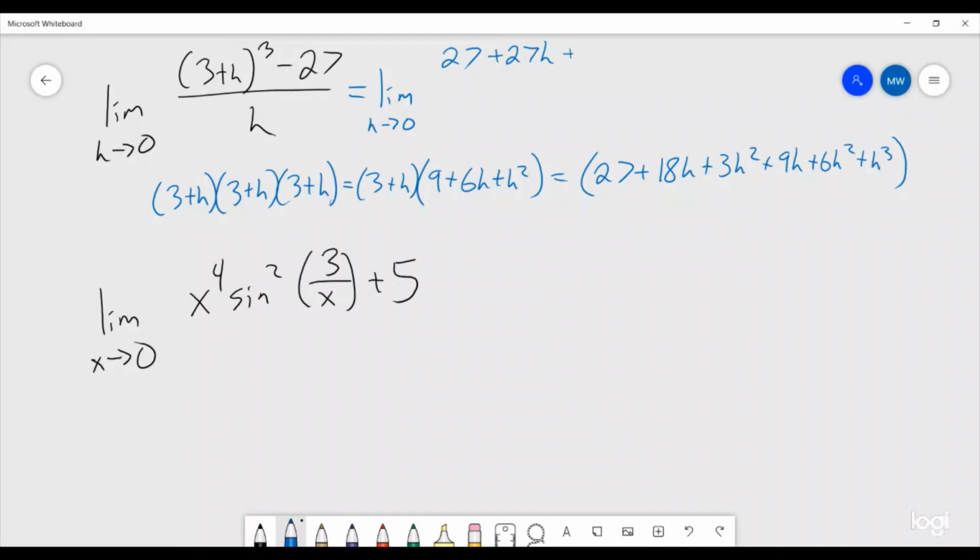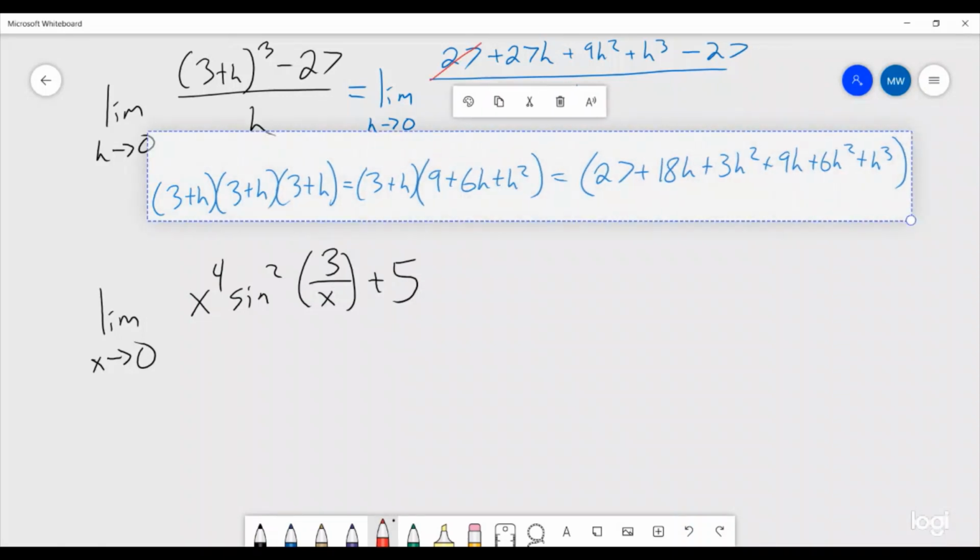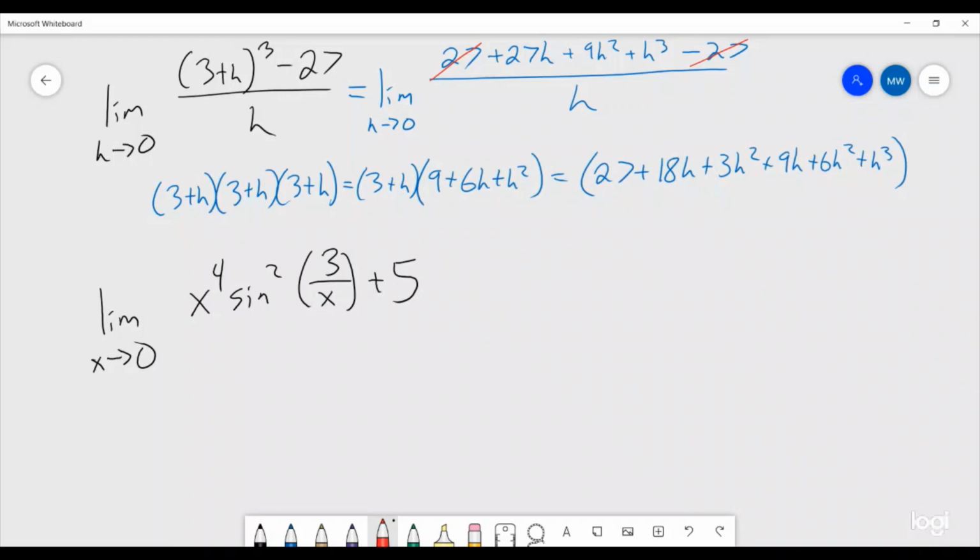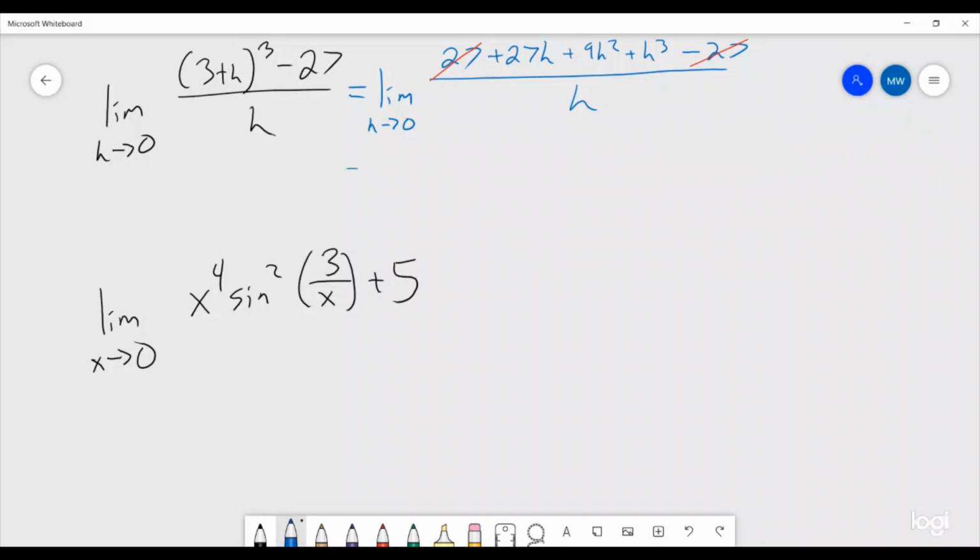plus 9h squared plus h cubed minus 27 all over h. So the 27s, those cancel. And then we can cancel an h from everything. And when we do that, we get the limit as h goes to 0 of 27 plus 9h plus h squared. We can plug in h equals 0, and those terms go to 0, so we are left with just 27.